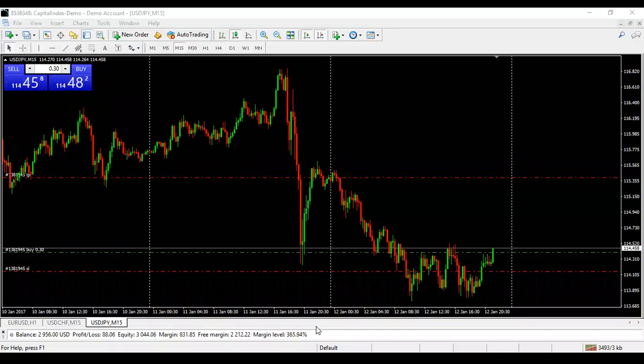Okay. If you are in a hurry, please make sure that you put your stop loss only. Okay. And then you can always put the take profit later. But you should never be in too much of a hurry that you don't place a stop loss. It's very, very critical. It's very important, guys.